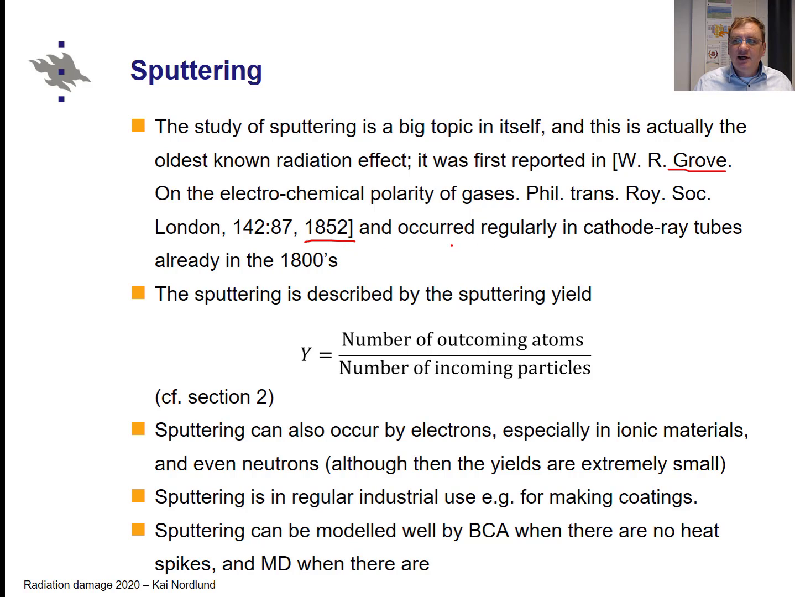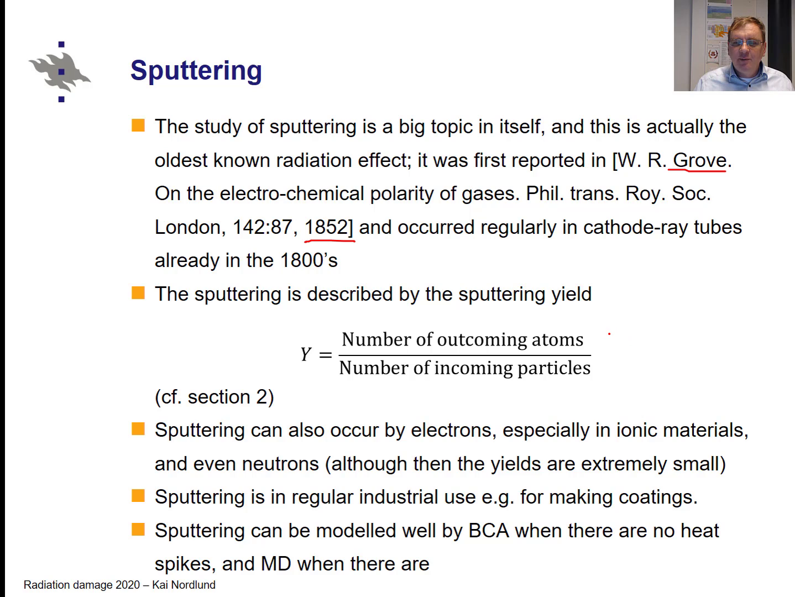And the reason it hadn't been seen is that vacuum technology didn't really exist until the 1800s, when people started making vacuum tubes and doing scientific studies in them. And already in the 1800s, cathode ray tubes were used widely for electron emission, and quite often in cathode ray tubes you had sputtering. So it's been indeed known for a good while.